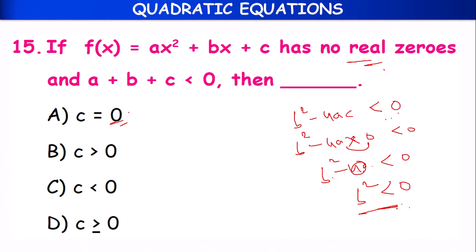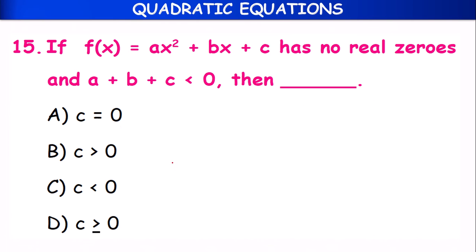This condition will come. But b square means any number square will always be a positive number. Positive number means it is always greater than 0. But here we are getting less than 0. So this condition is false. C equal to 0 condition is wrong. Wrong option. Next, C greater than 0.